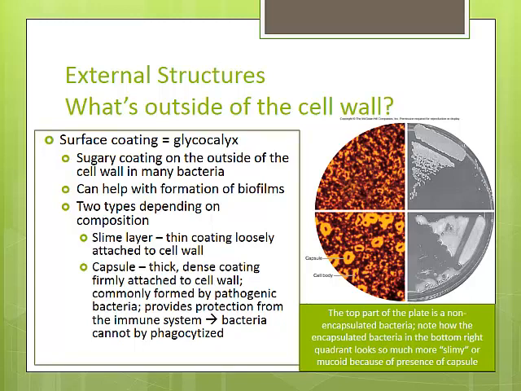We can have a slime layer or we can have a capsule. So slime layers and capsules are two types of glycocalyxes. A capsule is a type of glycocalyx. A slime layer is a type of glycocalyx. So a slime layer is this thin coating that is loosely attached to the cell wall. It's kind of unorganized, it's just kind of hanging out.